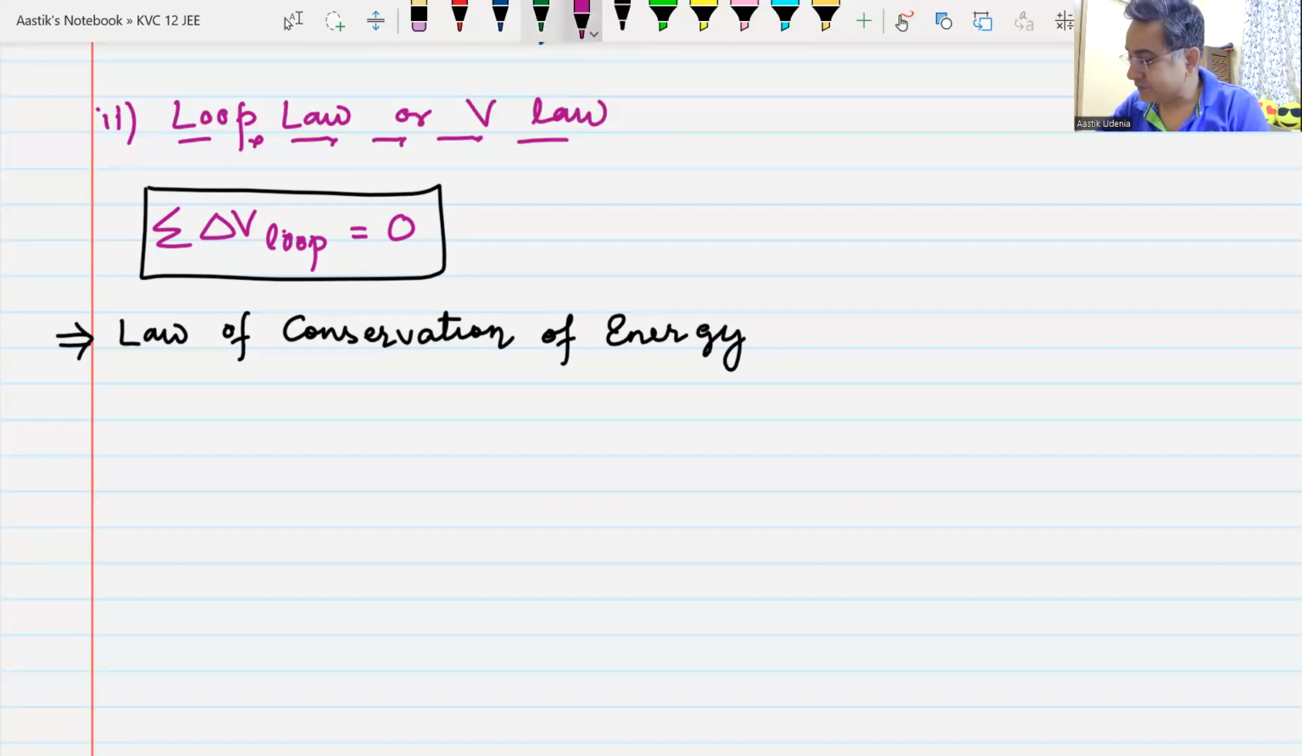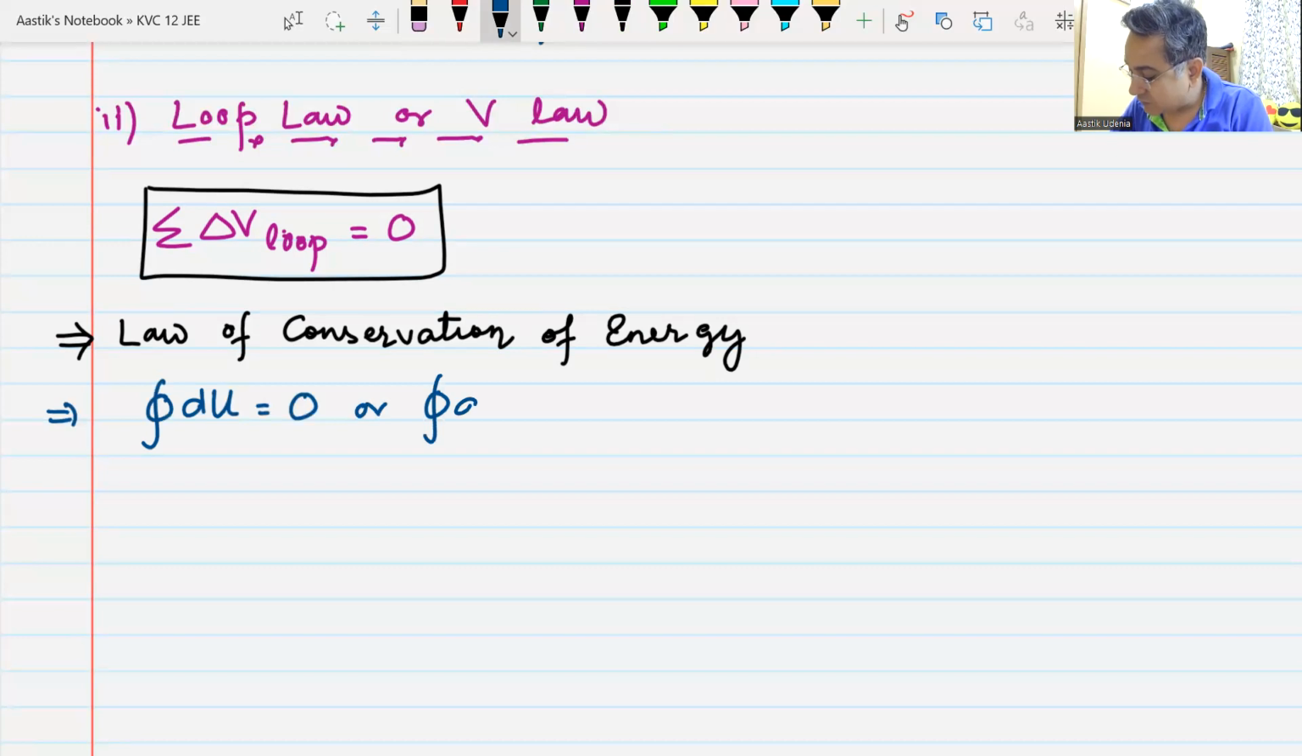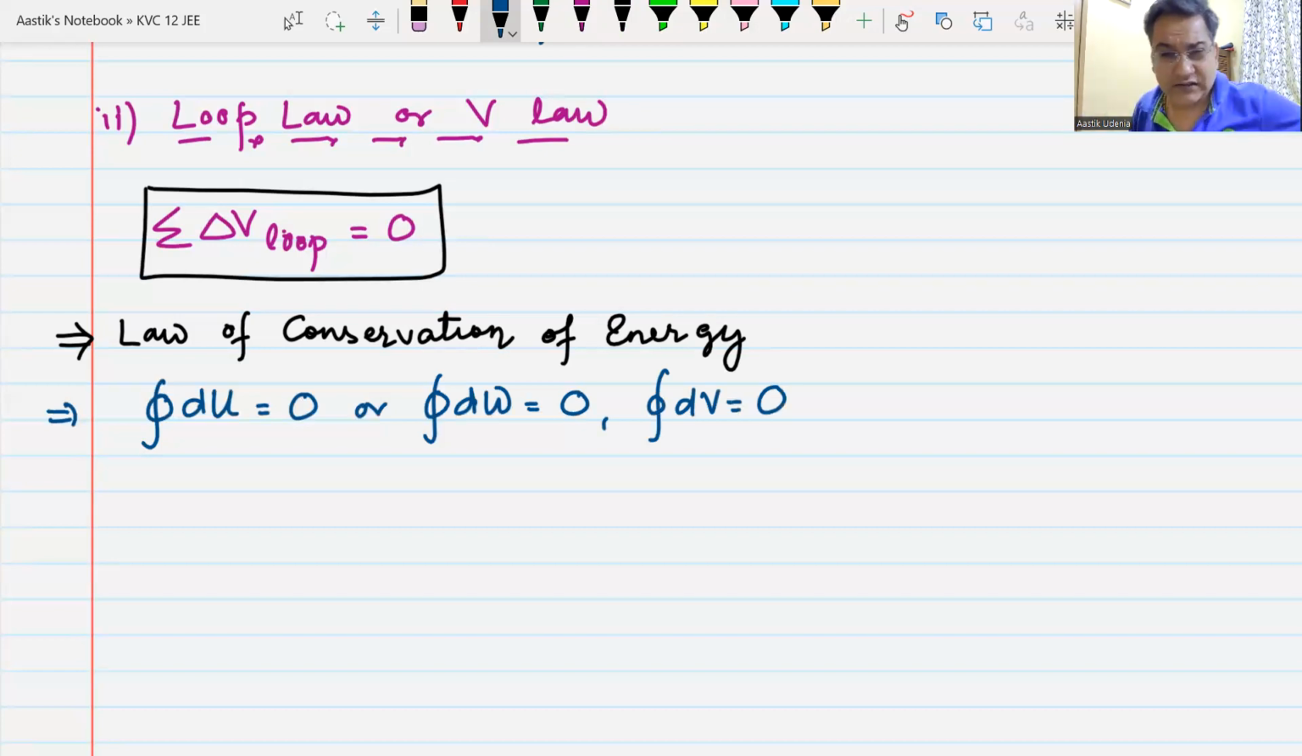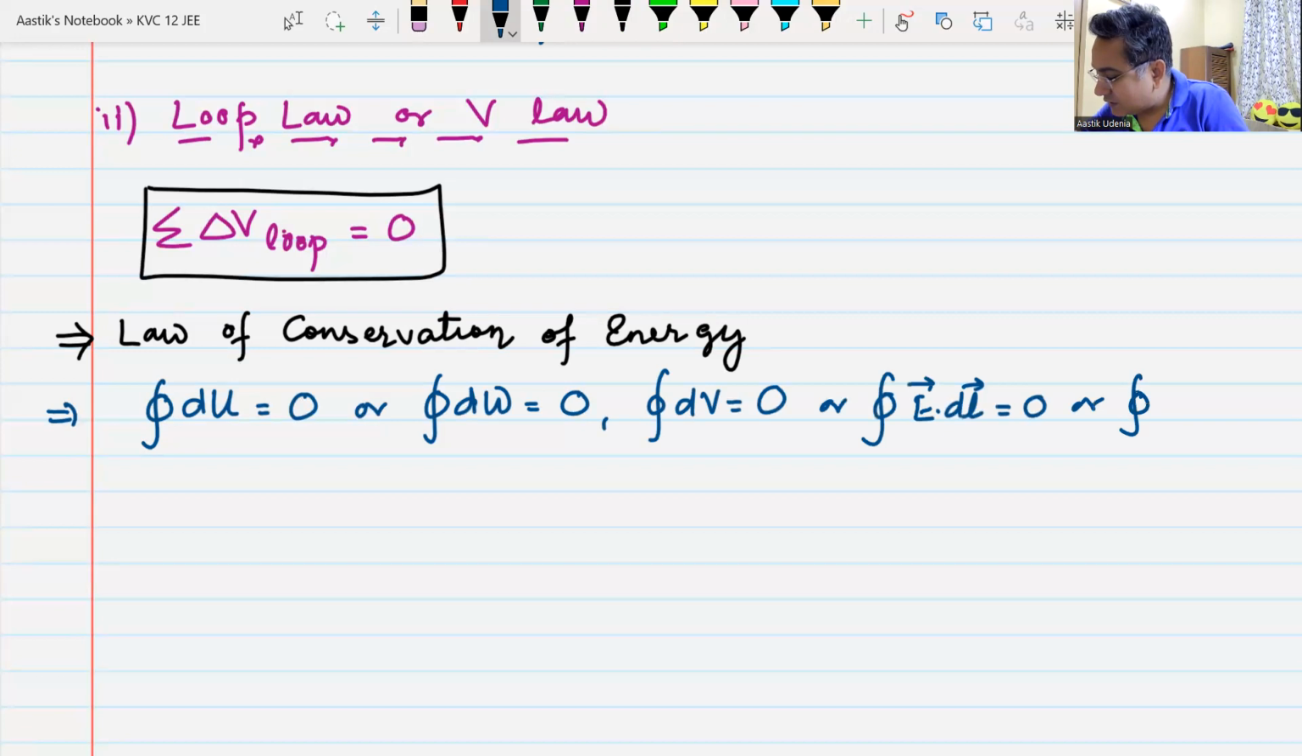If you move in a closed loop in a gravitational field, the change of potential energy is zero. Or you can write that the work done by the gravitational field is zero. Yes or no? Or you can write that the change in potential is zero. Yes or no? This is your loop law. Or you can write it like this: integral of E dot dl is zero. Do we remember this integral of E dot dl? Or you can write it like this: integral of F dot dl is zero.